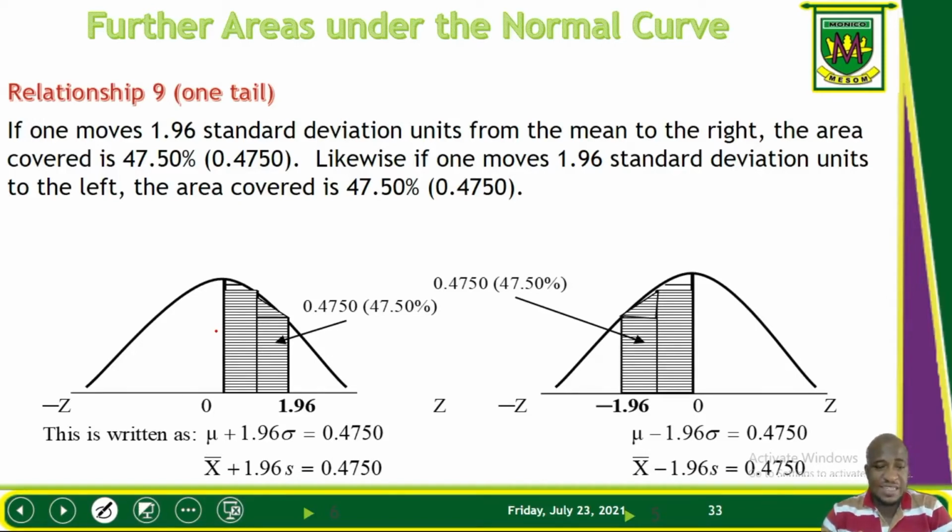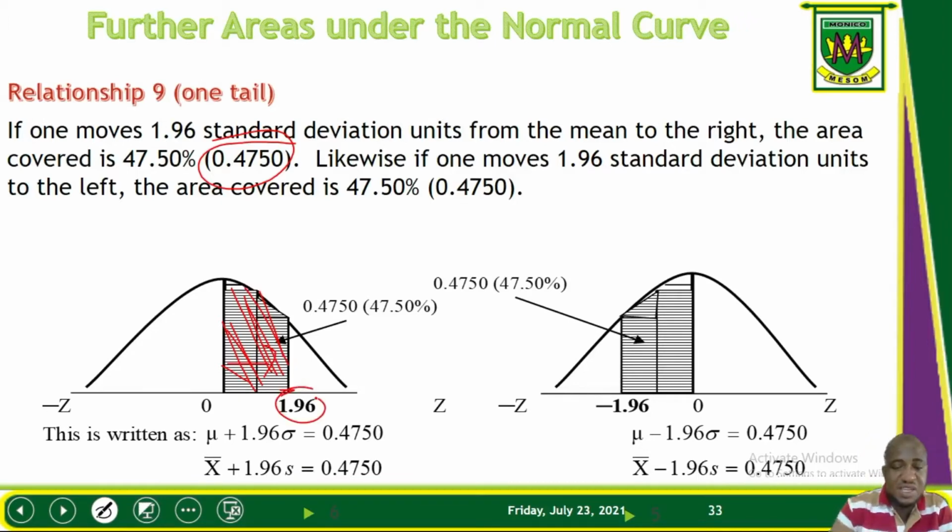If one moves, it's still one-tailed. Remember I said anytime it's one-tailed, we check from the table. So let's check from the table. Now the description. Relationship 9, one-tailed. If one moves 1.96 standard deviation units from the mean to the right, the area covered is, I'll still use the decimal, 0.4750. So we've considered the right direction, the spaces we have covered moving towards the right direction.